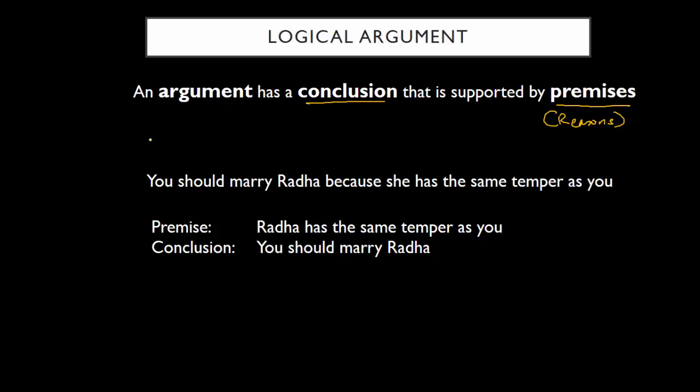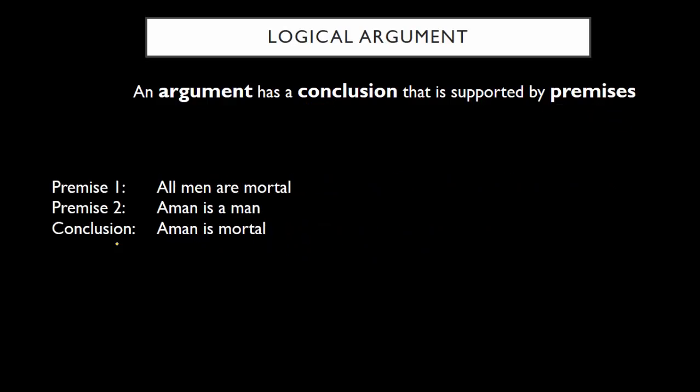Now that is a logical argument, ladies and gentlemen. An argument requires a set of statements where a conclusion is drawn from a set of premises. Now let's take a look at this argument: all men are mortal. Aman is a man, Aman is mortal. Now these two are the premises to the argument, and this is a conclusion that is drawn from those set of premises. Now what you see is, if these two are true, you will see that this conclusion is guaranteed.